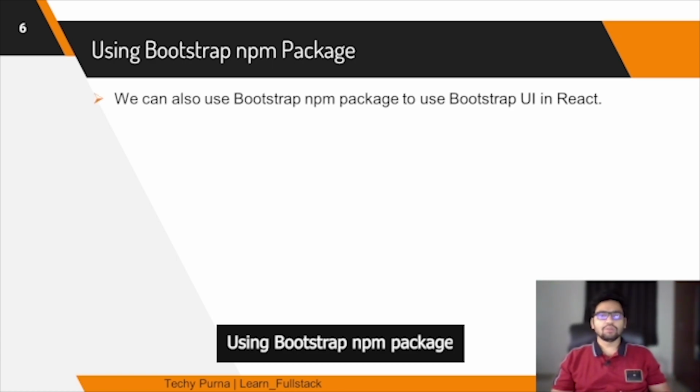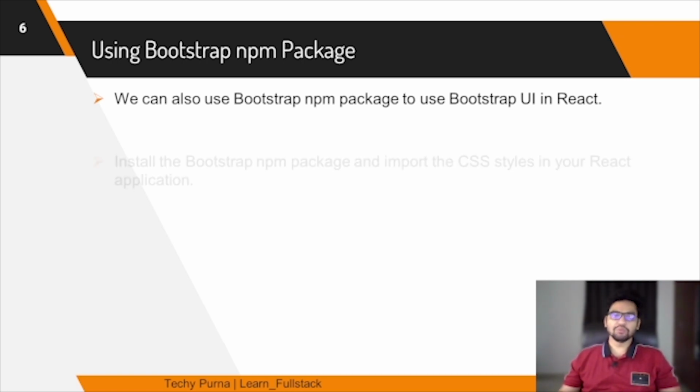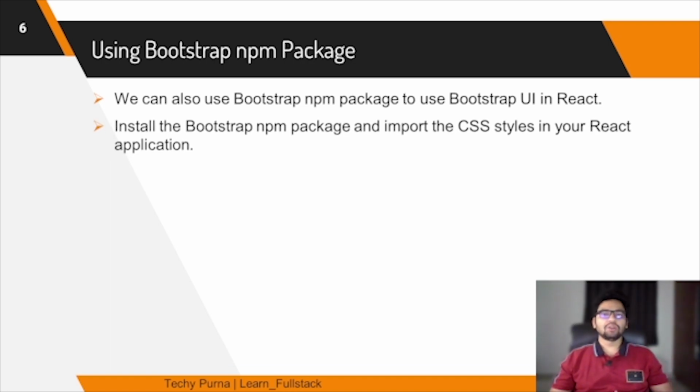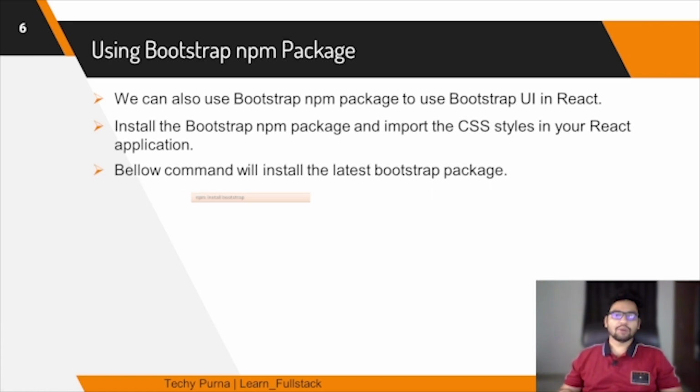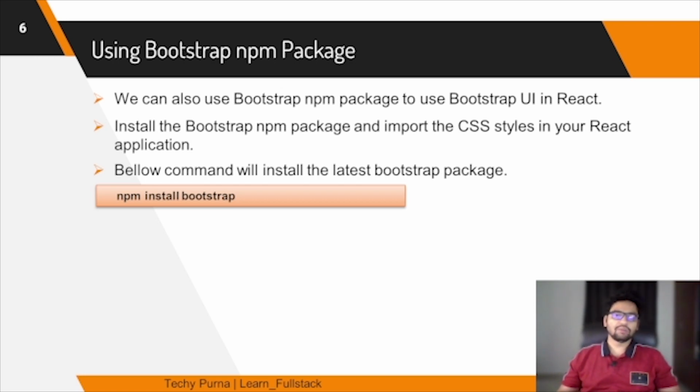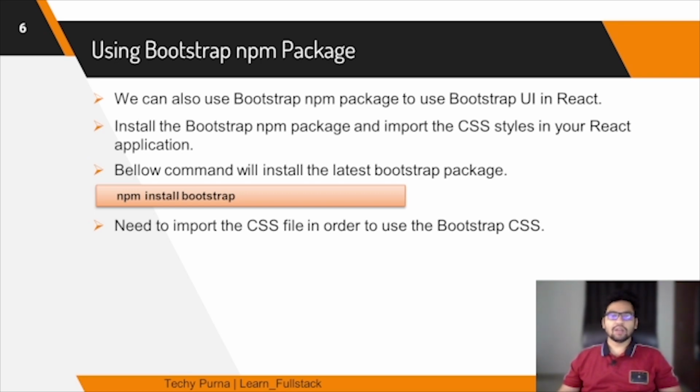So the next section is using Bootstrap through the npm package. We can also use the Bootstrap npm package to build the React UI using Bootstrap. In order to use the Bootstrap npm package, we have to install this package, and we need to import the CSS styles in our React application. So here is the command below through which we can install the Bootstrap package. You need to type this command, npm install bootstrap, in your terminal, and this will include the Bootstrap package in your React application.